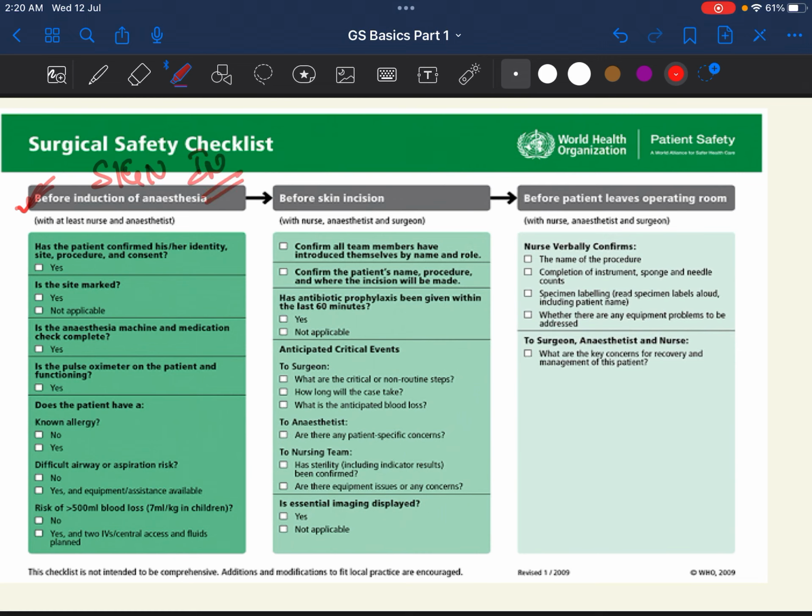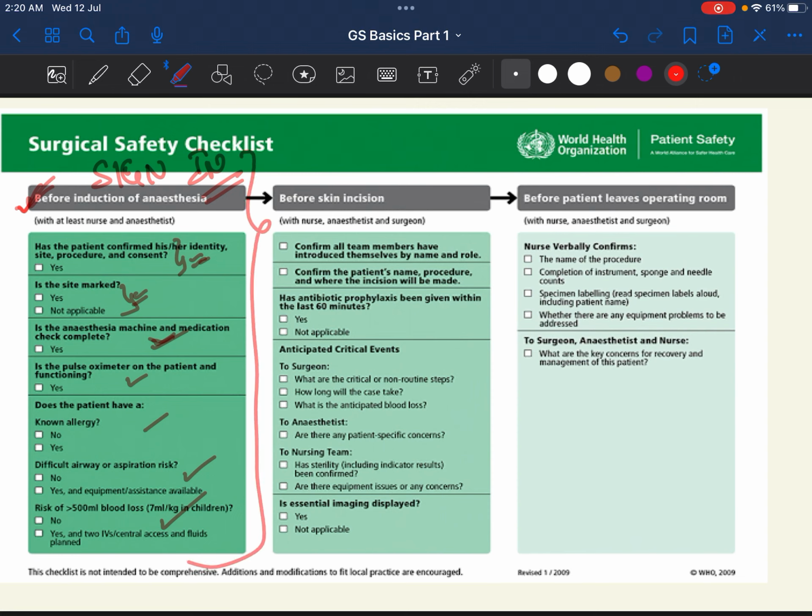During sign in we should always check surgical site, consent, patient name, procedure, and check the functioning of the equipment. Is the pulse oximeter working or not, the allergic conditions of the patient, airway risk assessment and blood loss estimation.